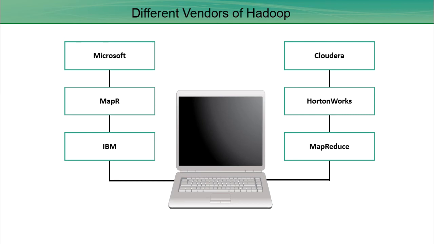Let us discuss IBM InfoSphere BigInsights. This Hadoop distribution is very popular because we can integrate other IBM products very easily with this Hadoop vendor product. So in this way, we have discussed why we require Hadoop vendors and what the different vendors are that play a role in the current market.